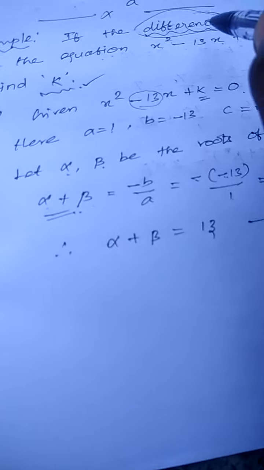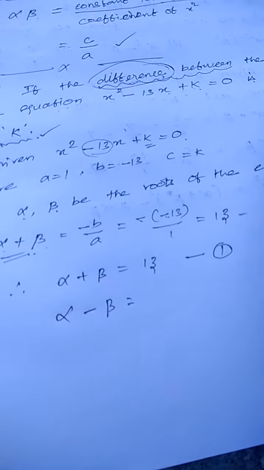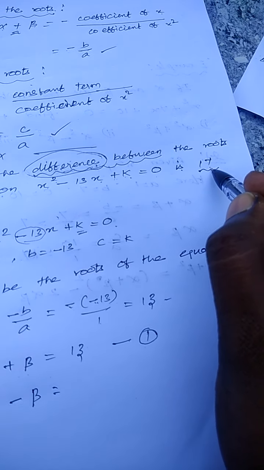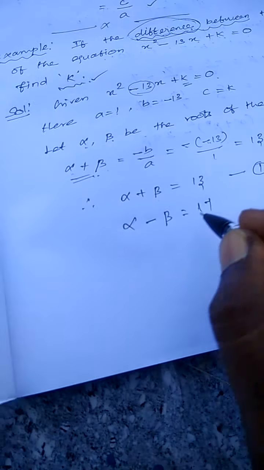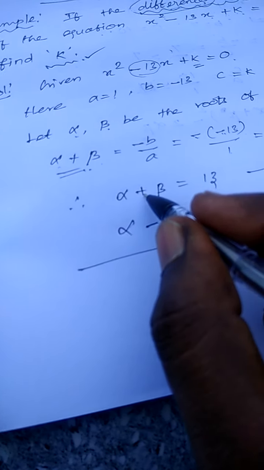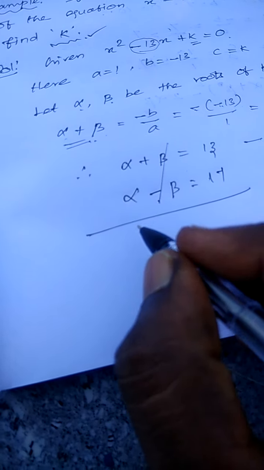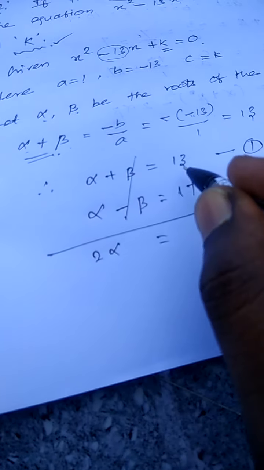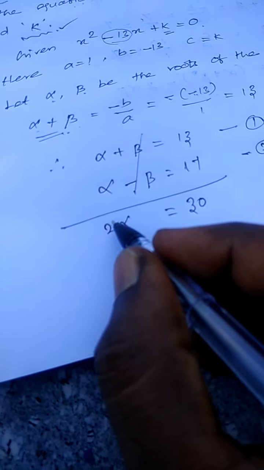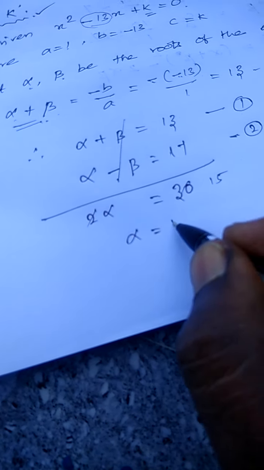Next, the difference between the roots is 17, so alpha minus beta equal to 17. Mark this as equation number 2. Adding the two equations, beta minus beta cancels. So 2 alpha is equal to 13 plus 17, which is 30. So alpha is equal to 15.